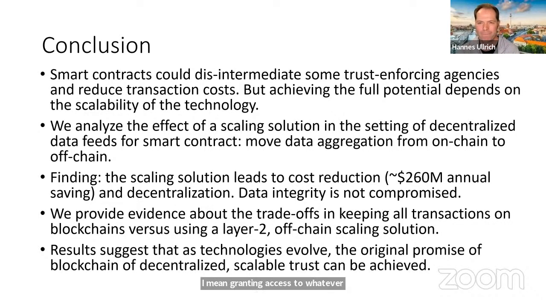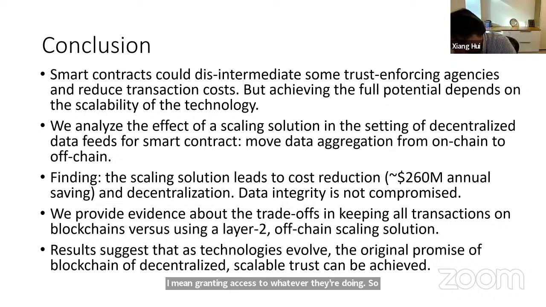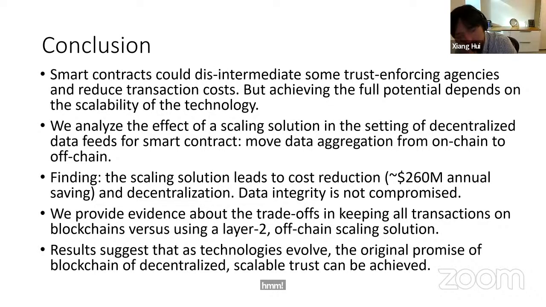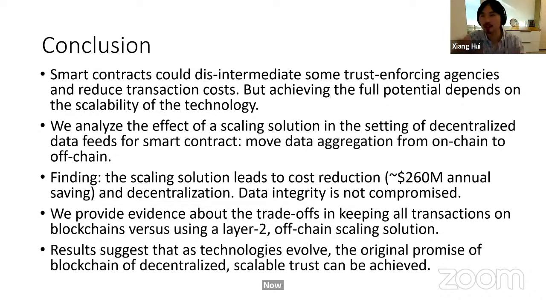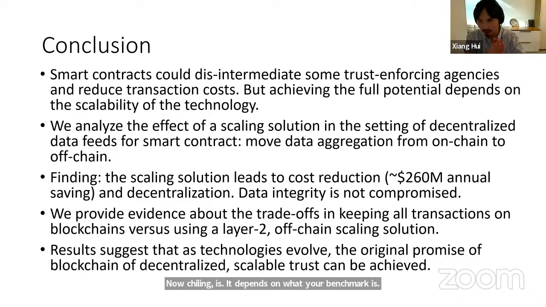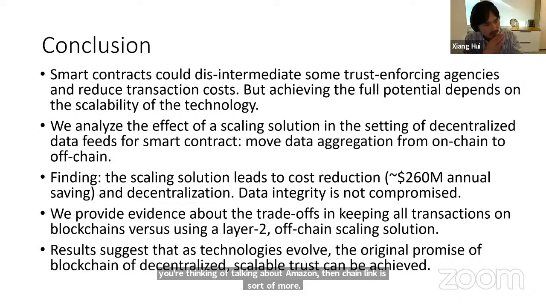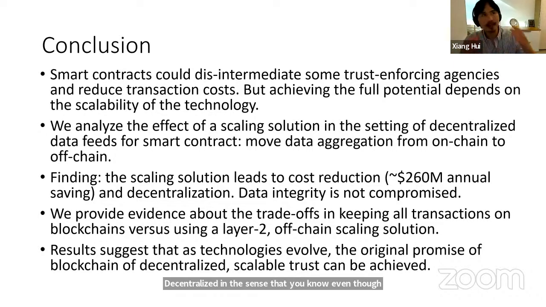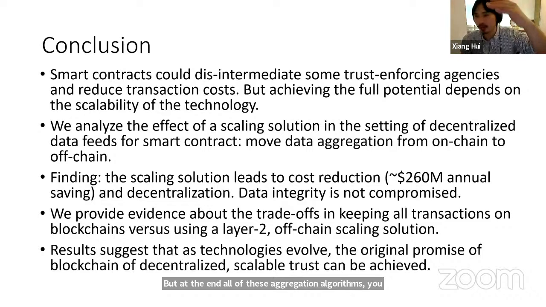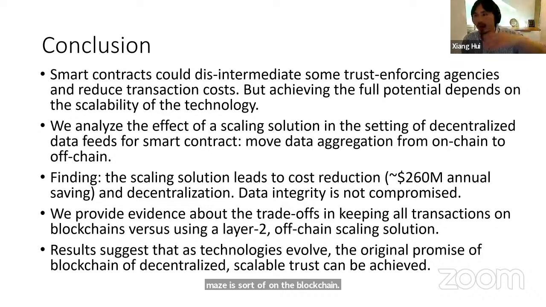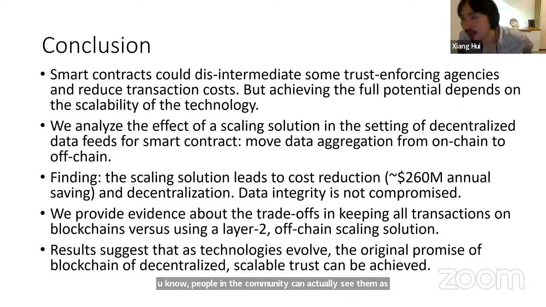I completely agree. My understanding is that decentralization is also a spectrum, right? You can have fully decentralized or fully centralized. With Chainlink, it depends on what your benchmark is. If you're talking about Amazon, then Chainlink is more decentralized in the sense that even though Chainlink makes all these decisions, all of these aggregation algorithms and decision rules are on the blockchain. It's code written on the blockchain, so that people in the community can actually see them. While they don't have direct control over them, at least it's transparent.